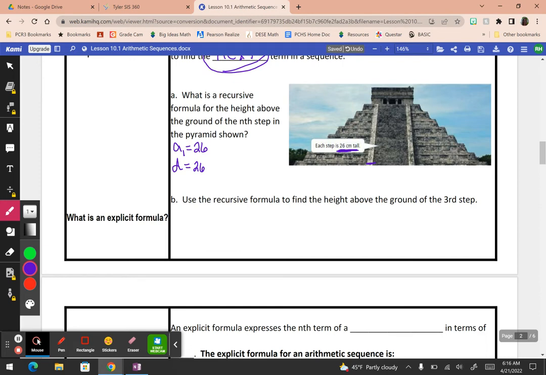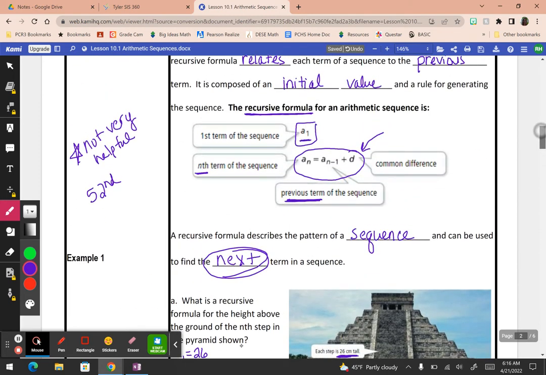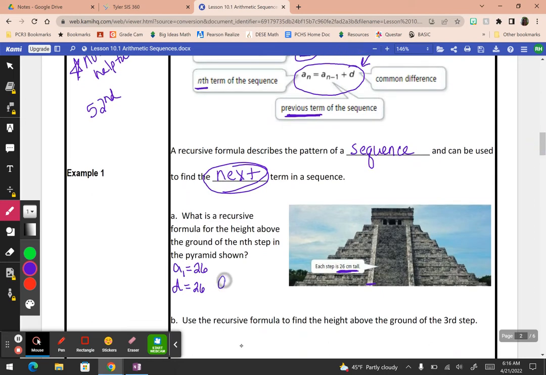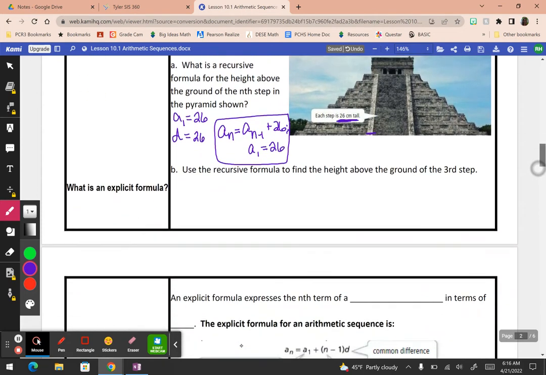So if I go back up to my formula from above, we start with a sub n, right? So a sub n equals a sub n minus 1, so the term before it, and I'm going to add 26 every time. Then I'm going to tell you that my first term has to be 26 to get started. Now that's just for this one because it's just the steps. So then, like I said earlier, it says use the recursive formula to find the height above the third step. Well, if you want the third, you have to have the second. So if we look here, we'll have to do the second step first.